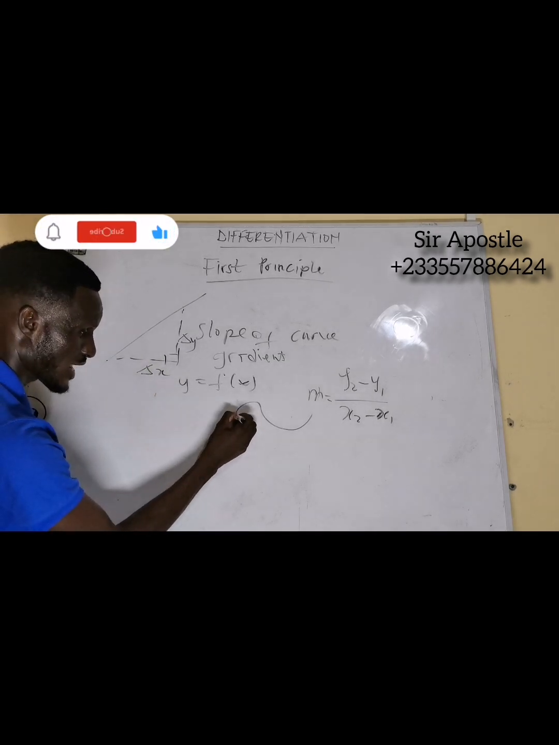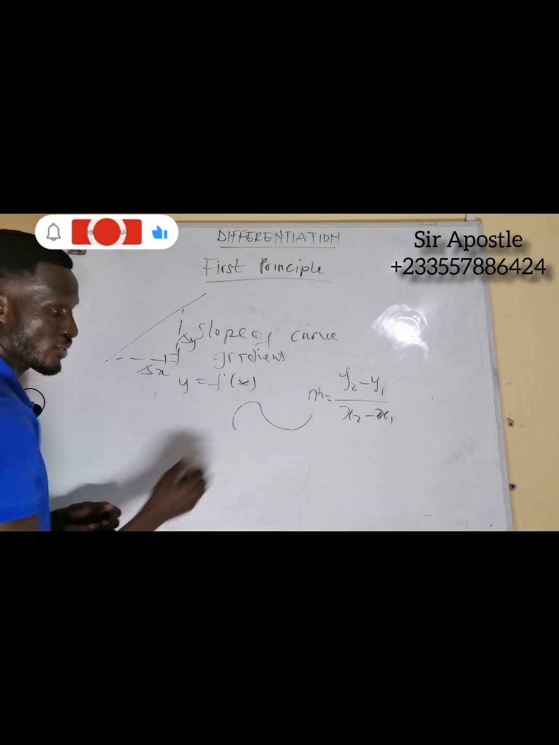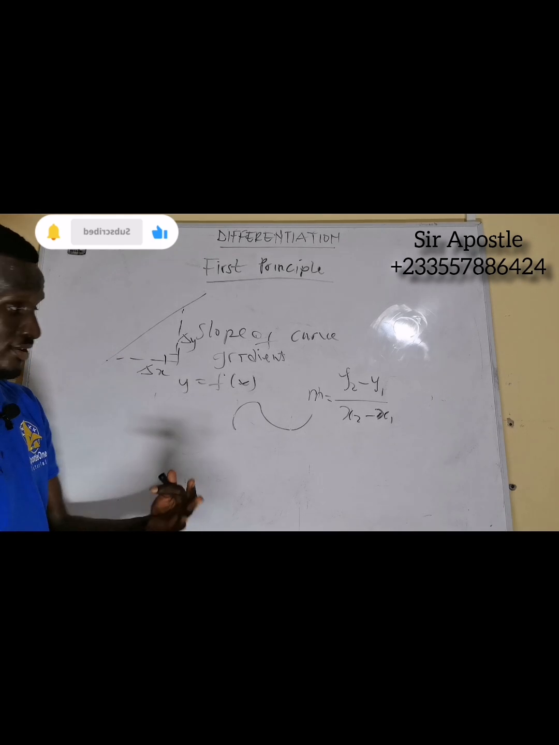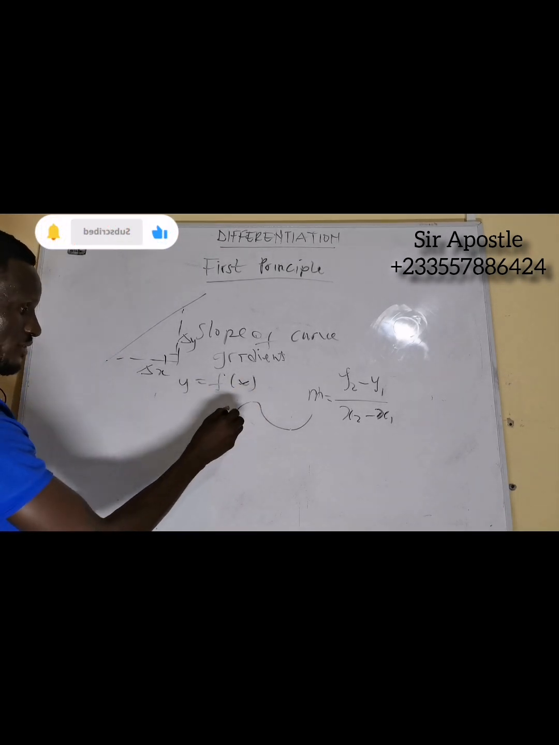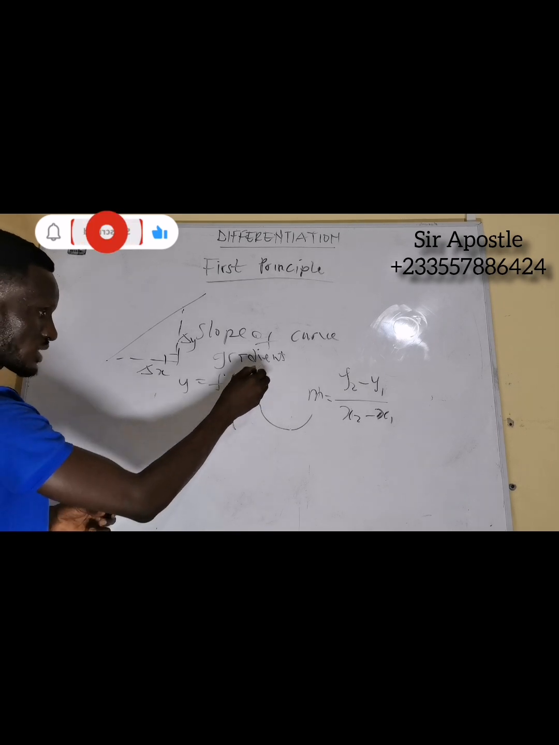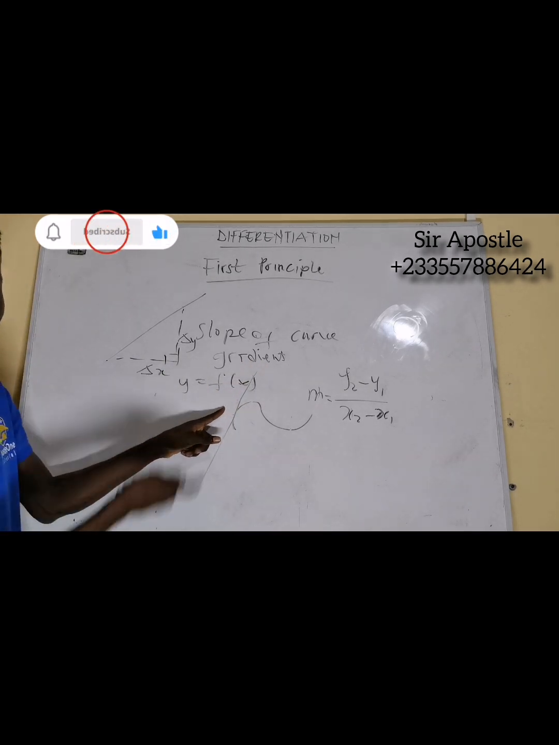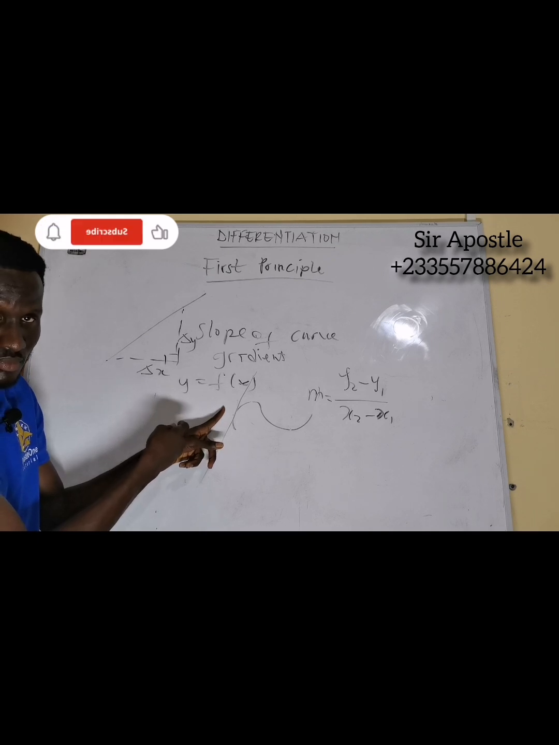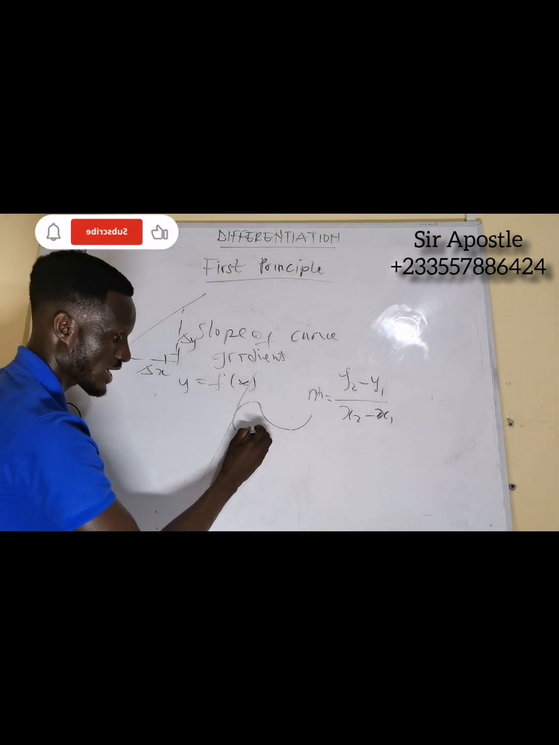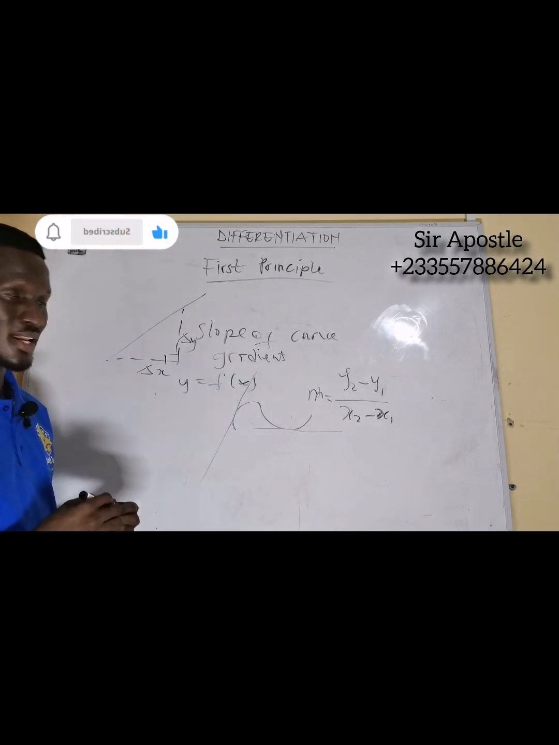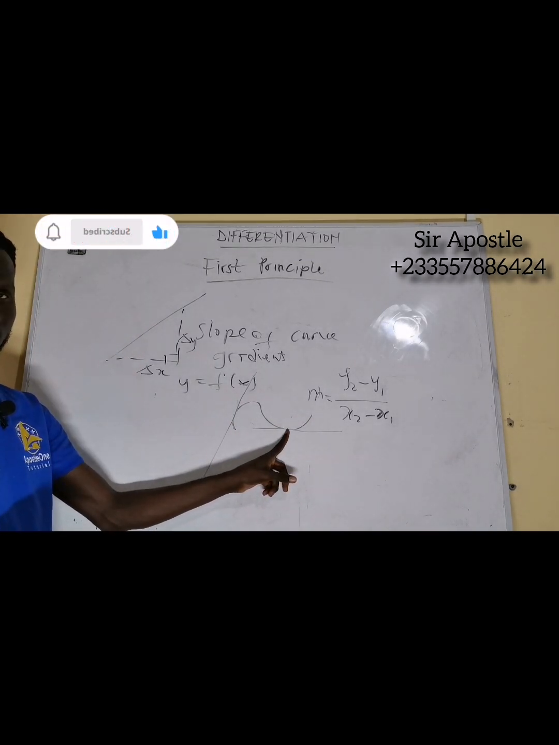Now, I can look for the gradient at this particular point here, and it will be different from the gradient at this particular point because the values of x are different. So if I'm looking for the gradient at this particular point, I need to get a straight line like this. What's the meaning of this straight line? It is a straight line that is tangent to the curve. If I'm looking for the gradient at this particular point, I look for a straight line that is tangent to that point.